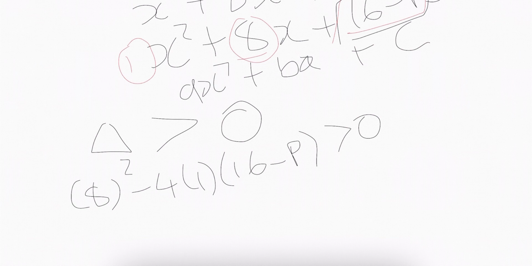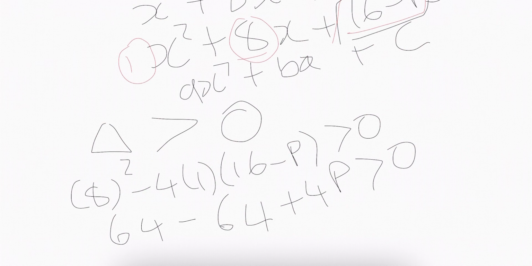Your 8 squared is 64. So it's 64 minus 4 times 1, which is 4, times 16 minus p. What is 4 times 16? That's also 64. So minus 64, then minus 4 times minus p, it's plus 4p, greater than 0. What are you noticing here?